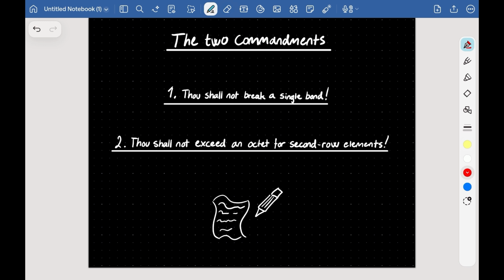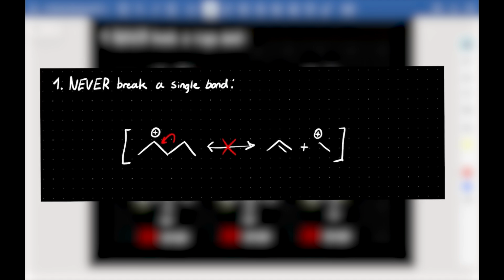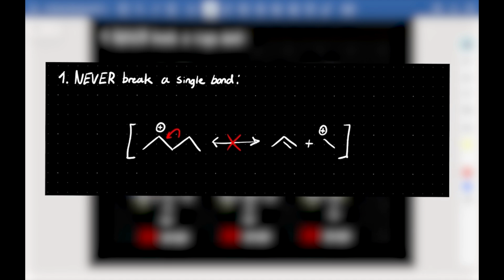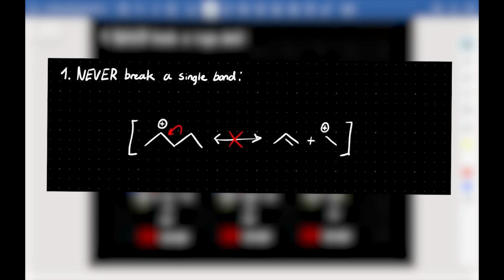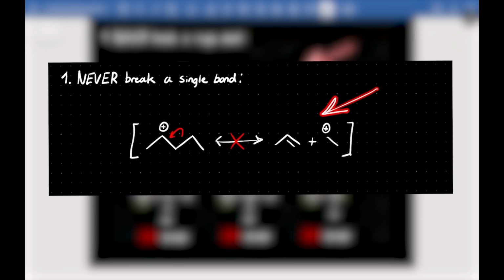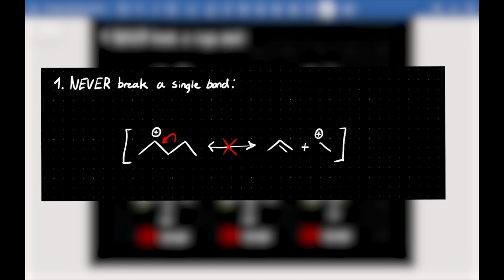Number 1, thou shalt not change the connectivity of atoms. By definition, resonance structures must have all the same atoms connected in the same order. You cannot do this. And there's a simple way to ensure that you never violate this rule.